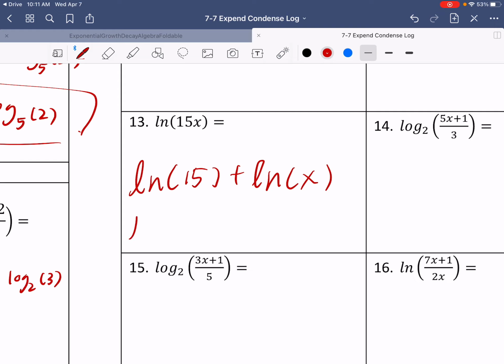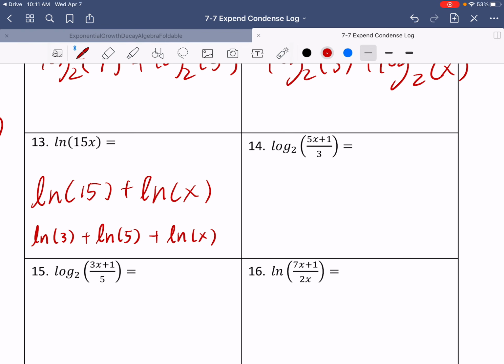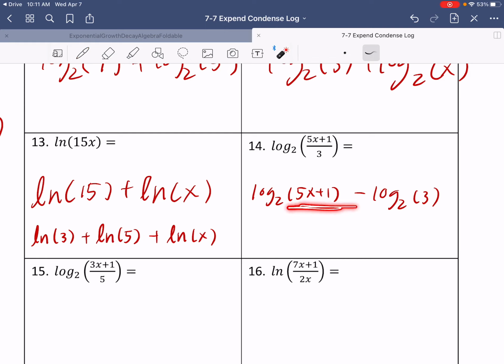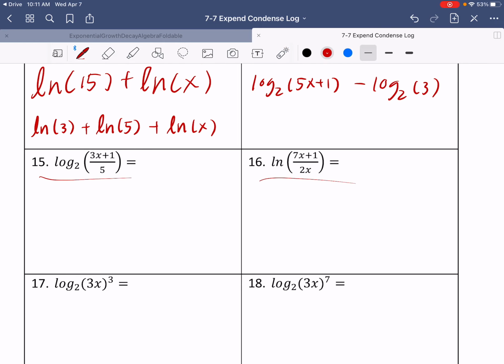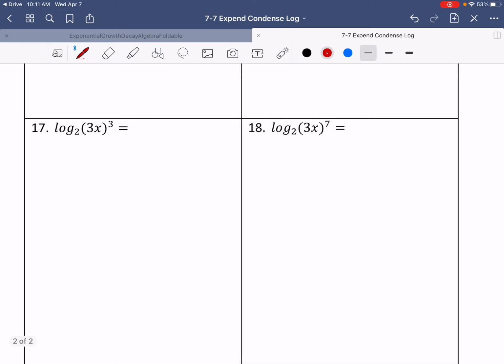And this 15, you can expand it further like this. This one is the same as log base 2 of 5x plus 1, minus log base 2 of 3. It's minus because it's division, and you cannot break it apart because it's plus, not multiplication. These two are just too obvious, I'm not going to go over them. This one is the same as 3 log base 2 of 3x, and as you can see, this one you can break down further like that.